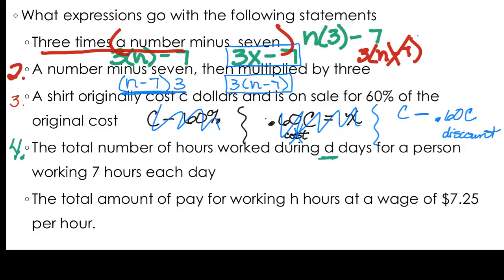All right, so let me just ask you. Do you work outside of school? No? Okay. If you work for 7 hours on one day, how many total hours is that? 7 hours. Okay. If you work 7 hours for 2 days, how many hours would that be? 14. Okay, so if you work 7 hours for D days, how many hours would that be? 7? No. For D number of days. What do you think?